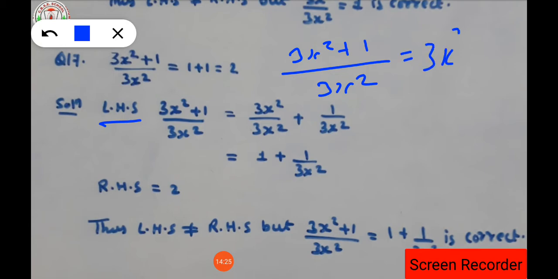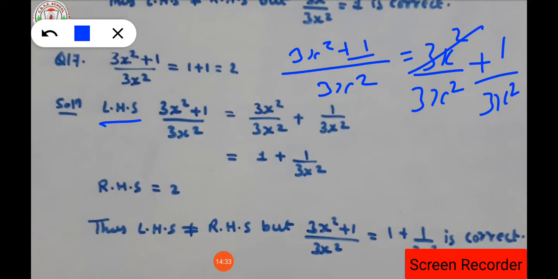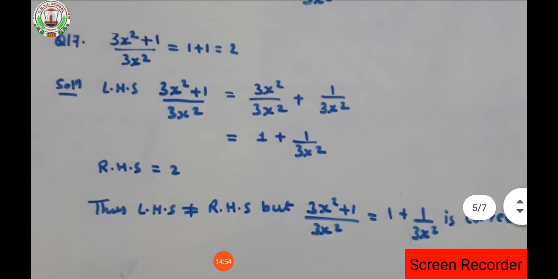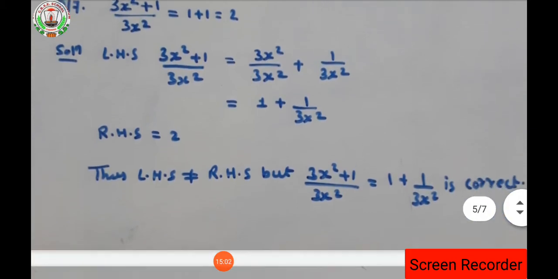That is 3x square upon 3x square, then plus 1 upon 3x square. We can separate it. This 3x square from the numerator and denominator will get cancelled. What is the left out answer? It will be 1 plus 1 upon 3x square. Have you understood how it will be left out? Okay, now 1 plus 1 will be 2. So RHS is how much? 2. Looking at the RHS and LHS, we can say that LHS and RHS are not equals, but (3x square plus 1) upon 3x square is equals to 1 plus 1 upon 3x square is a correct statement.